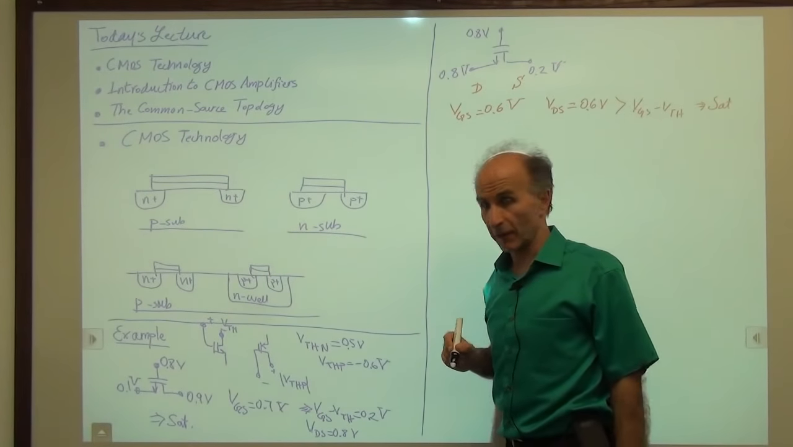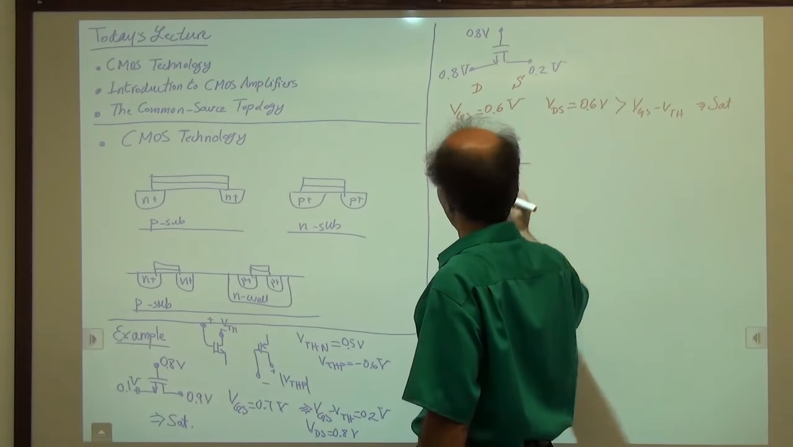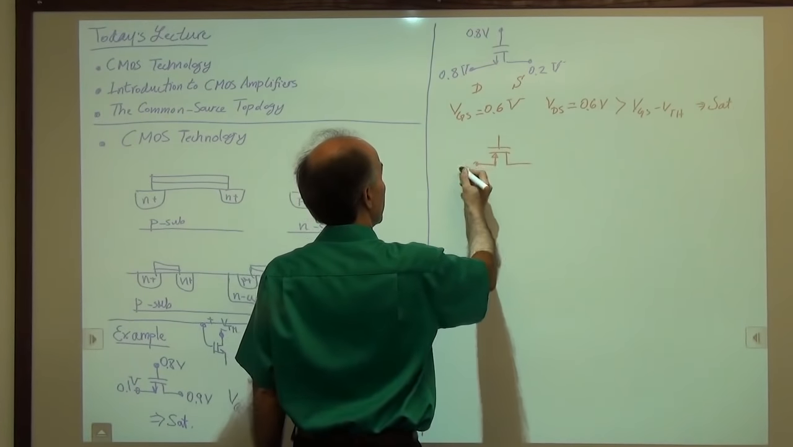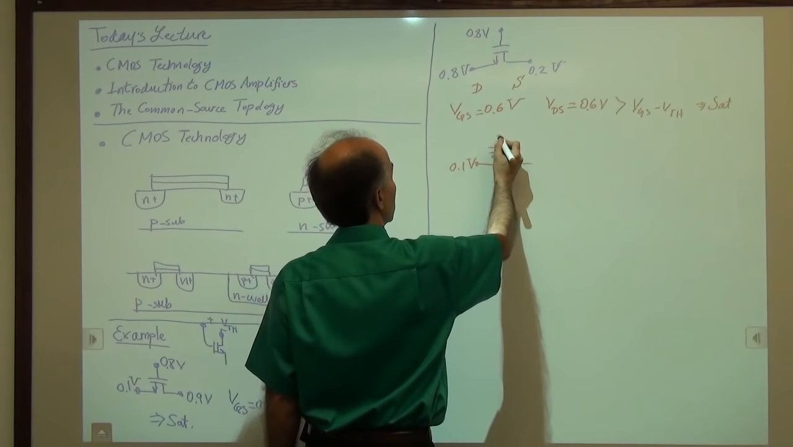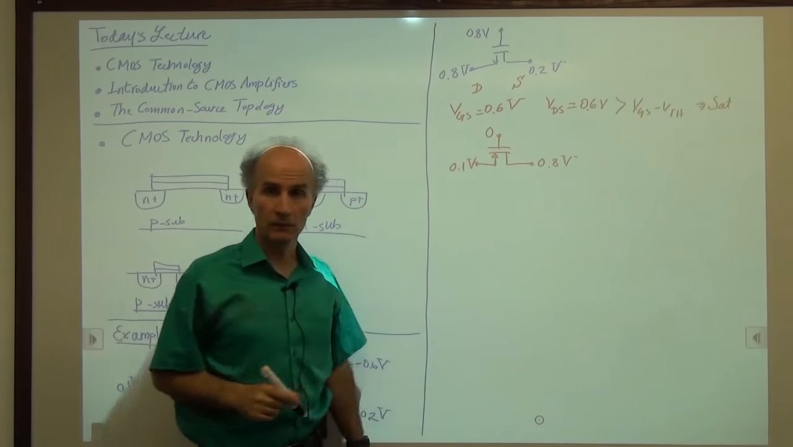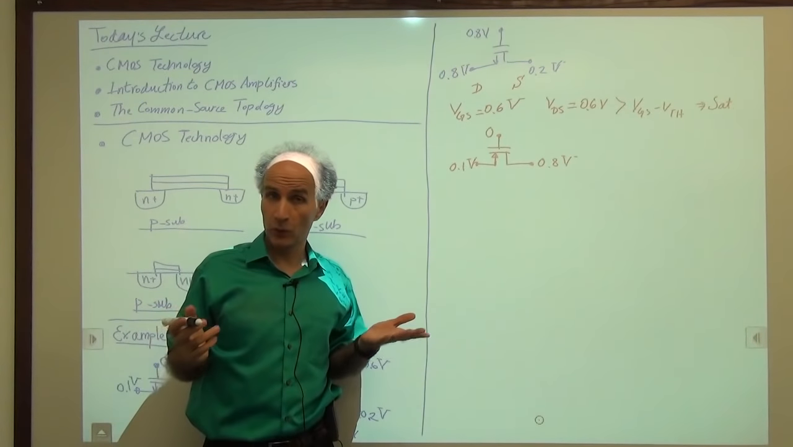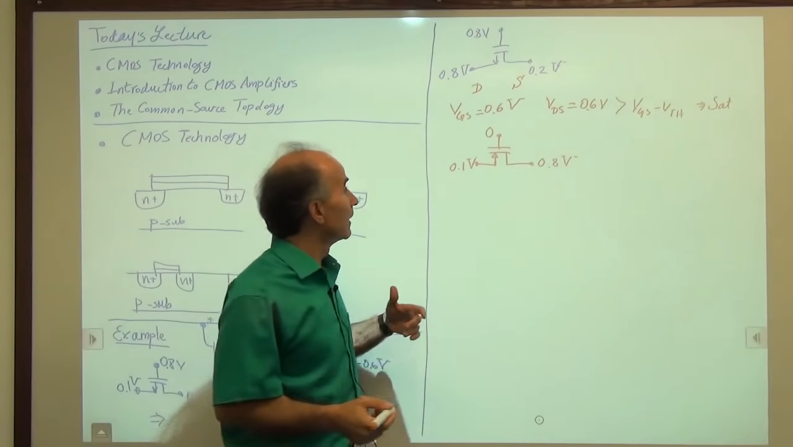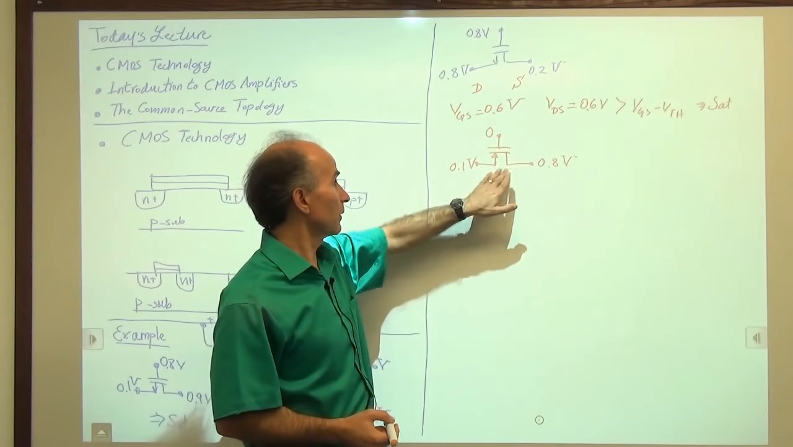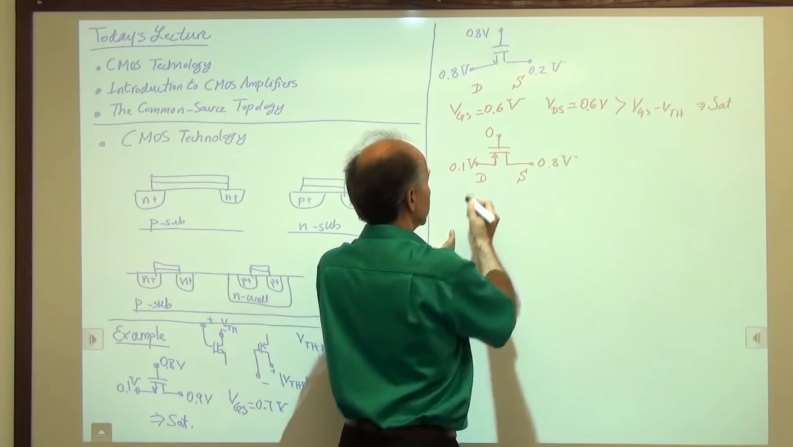Now let's switch gears to PMOS devices. I will draw a PMOS device here, and again I have an arrow just to show it's a PMOS device. I don't really know if that's a source or not. And in this example I have chosen 0.1 volt here, 0 here, and 0.8 volts here. First question, is the device on or off? Okay, well, first we have to decide which one could be the source, which one could be the drain. We know that in a PMOS device, the source has to be more positive than the drain, right? So which one of these could be the source? This has to be the source, and this has to be the drain.